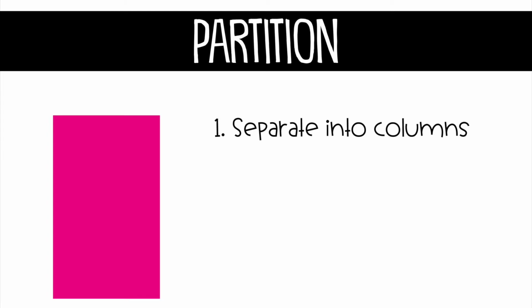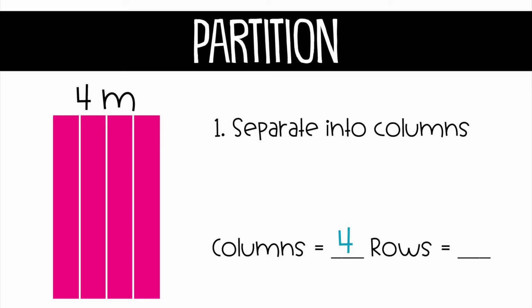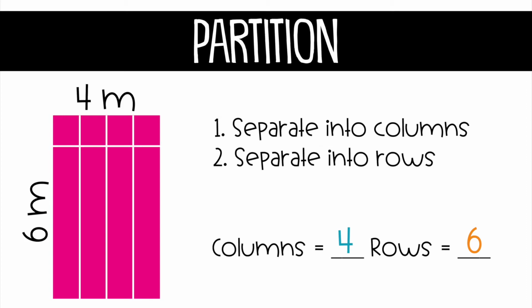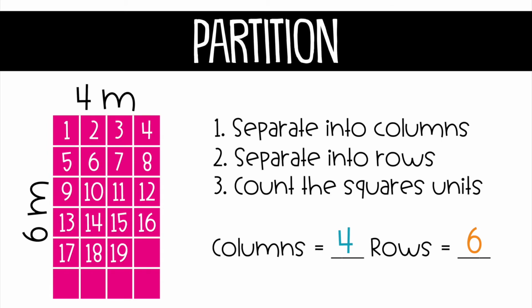Let's start with our columns. They're 4 meters, so we'll divide or split up our rectangle into 4 columns. Next, let's make our rows. The rectangle has a length of 6 meters, so we'll divide it into 6 rows. After we've divided them into square units, we're just going to count each one. That's 24, and that gives us an area of 24 meters.